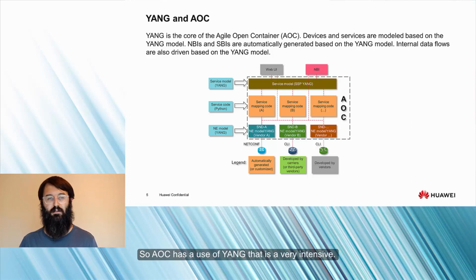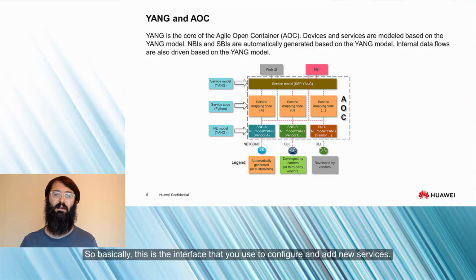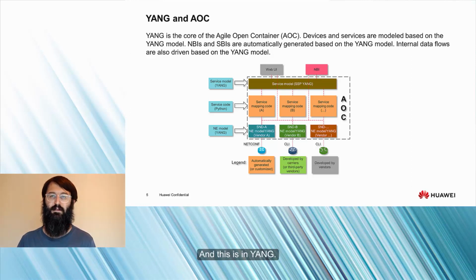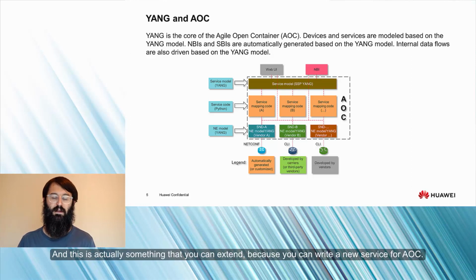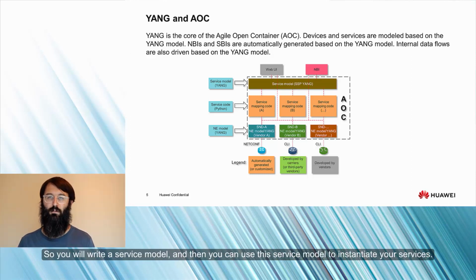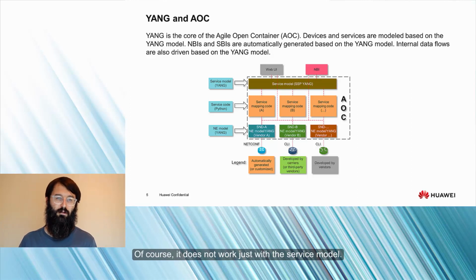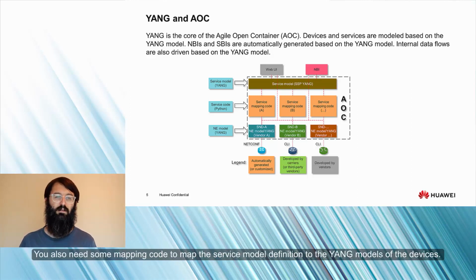So AOC has a very intensive use of Yang. There is the northbound interface. So basically this is the interface that you use to configure and add new services, and this is in Yang. And this is actually something that you can extend because you can write a new service for AOC. So you will write a service model, and then you can use this service model to instantiate new services. Of course, it does not work just with the service model. You also need some mapping code to map the service model definition to the Yang models of the devices.